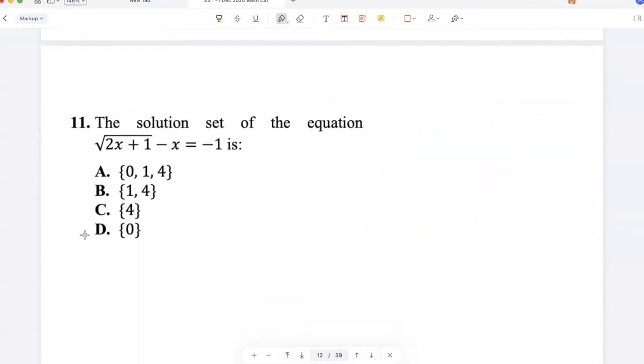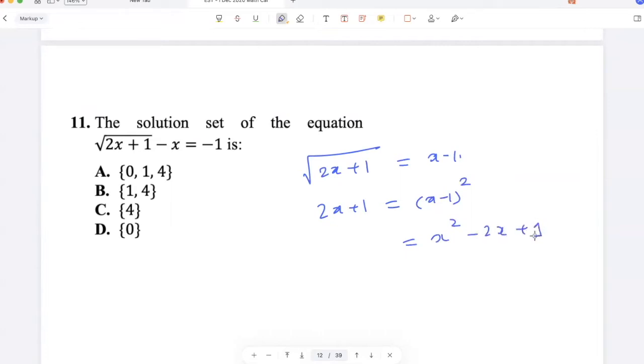The solution set of this equation is what? Root of 2x plus 1 is x minus 1. So 2x plus 1 is x minus 1 the whole squared. x squared minus 2x plus 1. So x squared minus 4x is 0. So x times x minus 4 is 0. So x is 0 and 4.